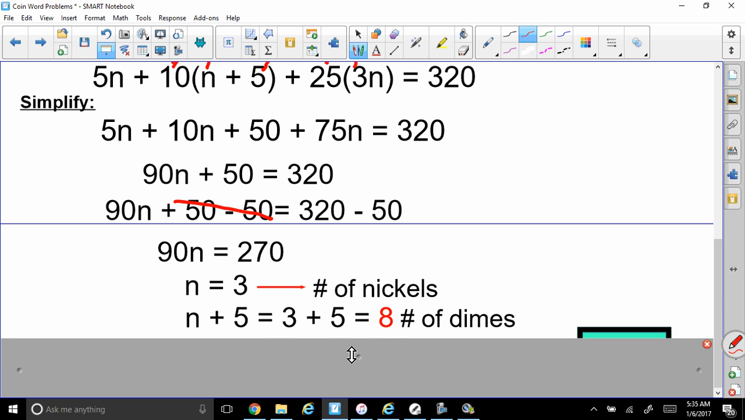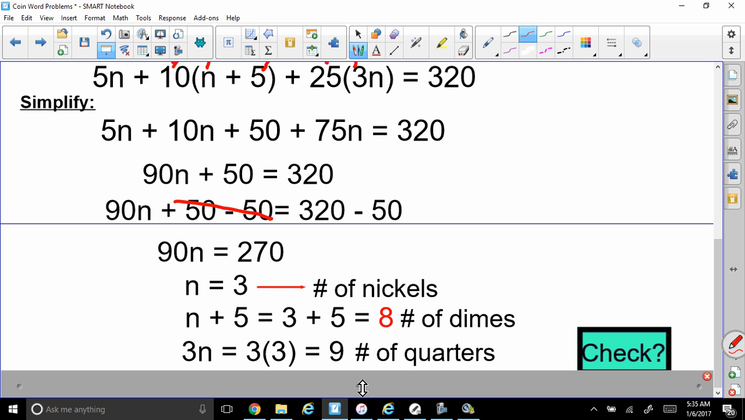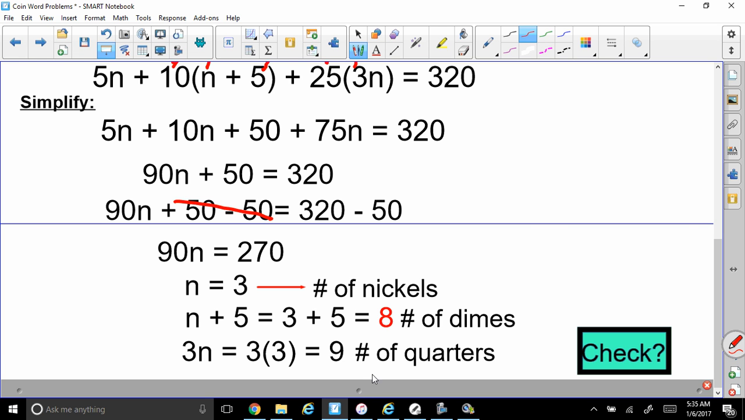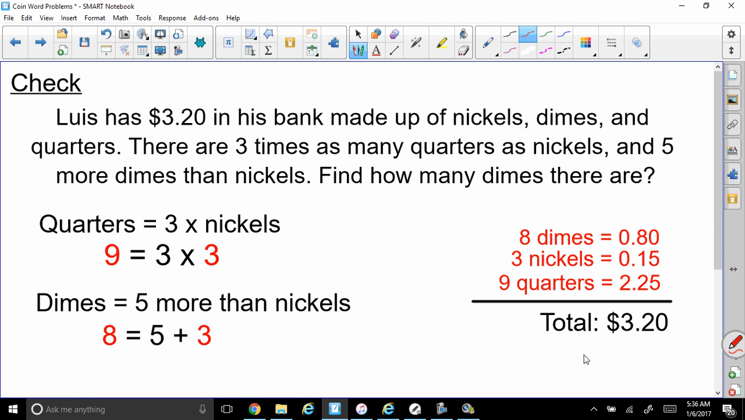But what about quarters? We mentioned we had 3 times as many quarters as nickels. So 3 times 3, that would give us 9. So there would be a total of 9 quarters. So we got all of our numbers and our denominations here, nickels, dimes, and quarters, so we know all of them. We were only interested in dimes, though, but it's nice to find all of them. But let's check this out, see how it works out.